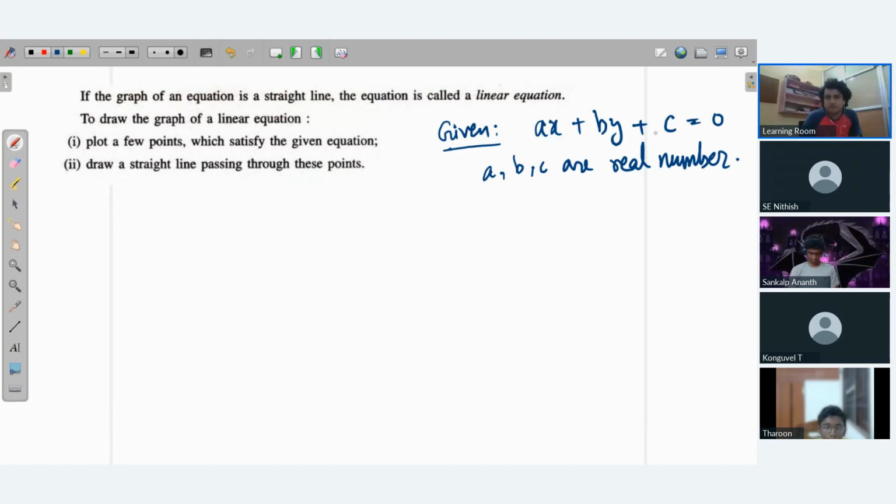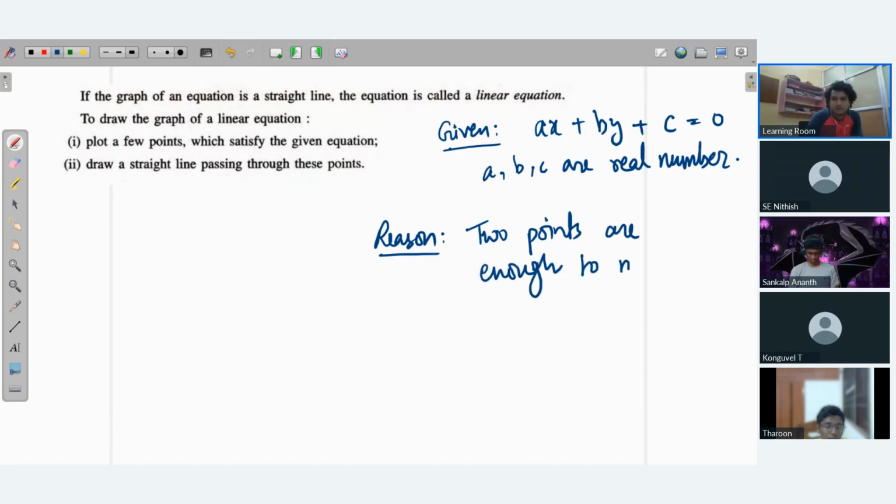So what are we going to do? We are going to find some easy points which lie on this equation, and then we are going to join them to make that line. The reason is 2 points are enough to make a unique line, right?